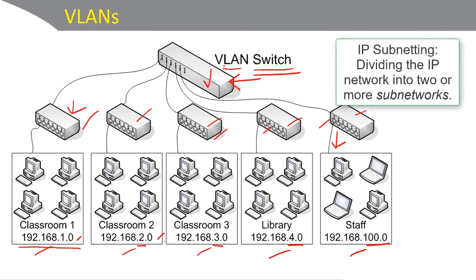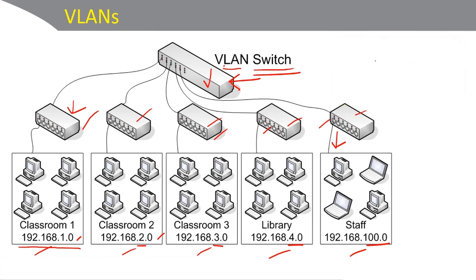IP subnetting is when you divide the network into 2 or more subnetworks by changing the subnet mask that is used. For example, you might be using something like 255.255.0.0. You could change that to, say, 255.255.240.0. We're changing that third octet to 240, effectively taking our one IP network and dividing it into 16 subnetworks.